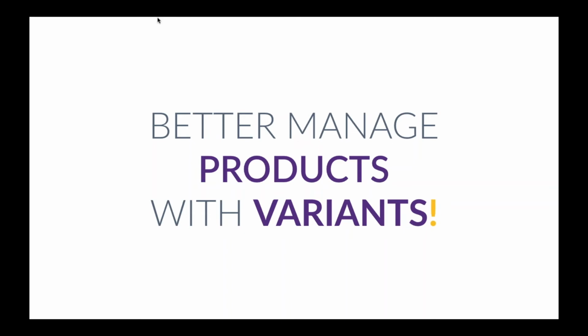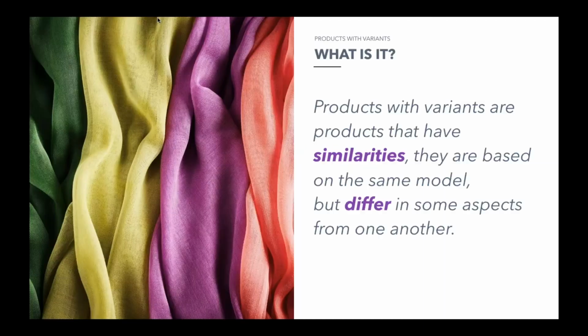For this 2.0, we also worked on the catalog modeling for complex products with variants to better manage them into Akeneo. First, to make sure that we are on the same page, let me explain what products with variants are. Products with variants are products that have similarities. They are based on the same model, but differ in some aspects from one another.